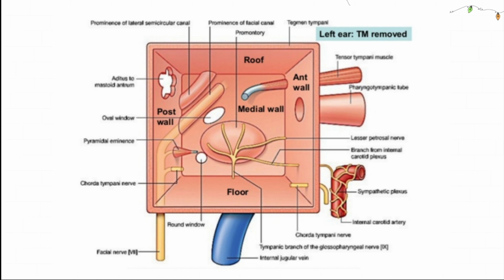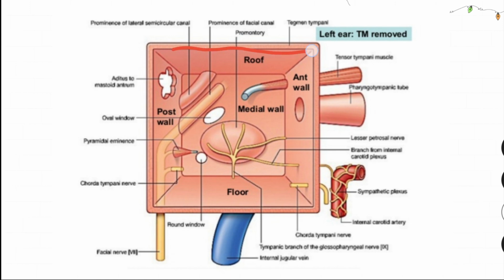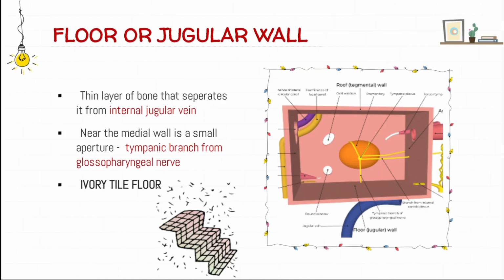In the figure you can see there is a roof, and the roof has got a bony structure which is separating the middle ear from the middle cranial fossa, that is tegmen tympani.